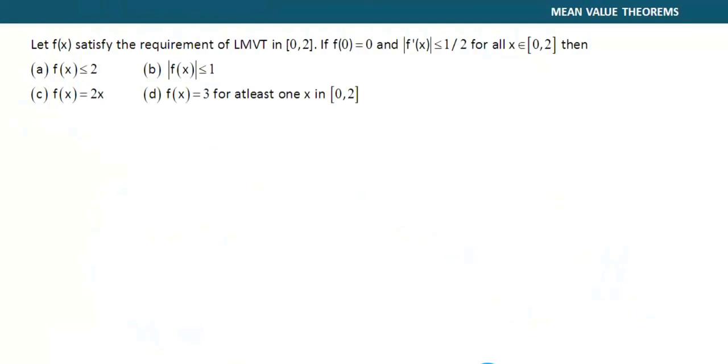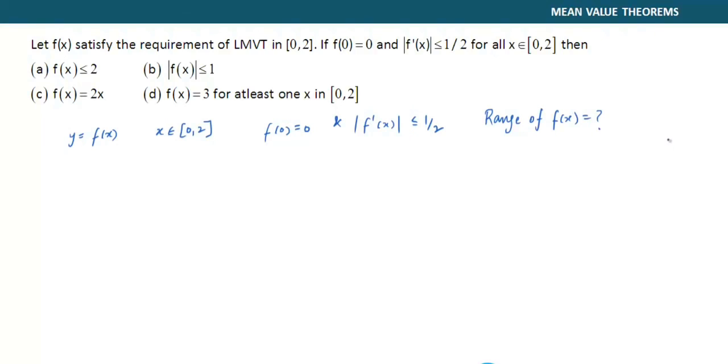Let us take an interesting problem on LMVT, which says that fx is a function which satisfies LMVT in x belonging to 0 to 2. So there is a function y is equal to fx which is satisfying LMVT in the range 0 to 2. That means it is continuous and differentiable in this particular domain. Also given is f0 is equal to 0, and the other thing given to you is modulus of f dash x is less than or equal to 1 by 2. Now if you compare the answers, you are asked to find the range of fx. This is the target.